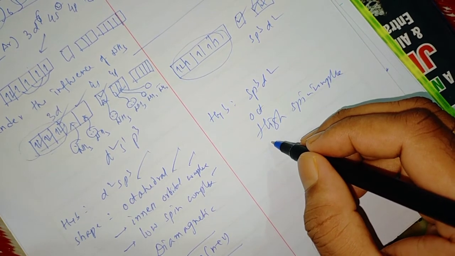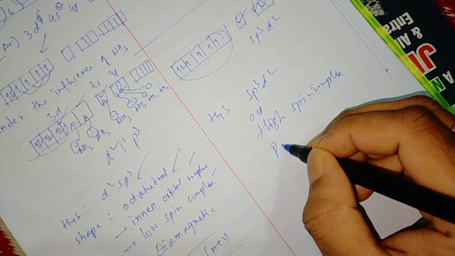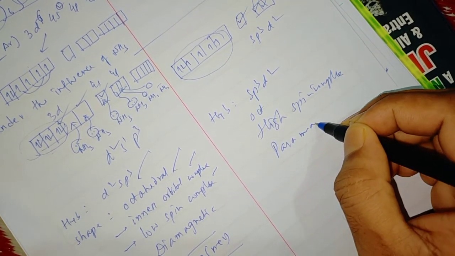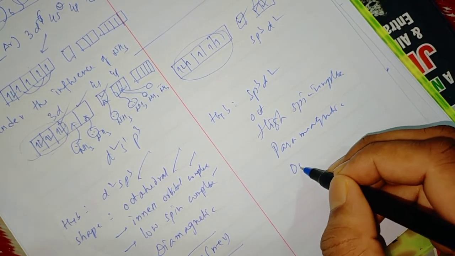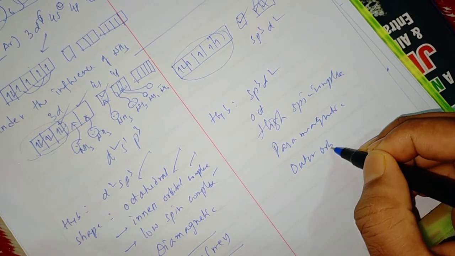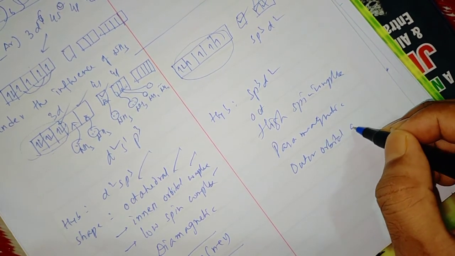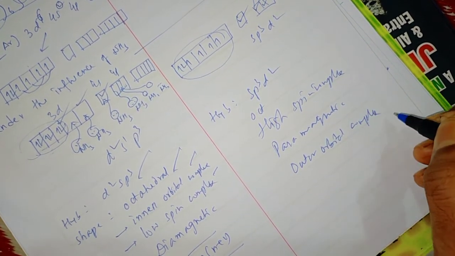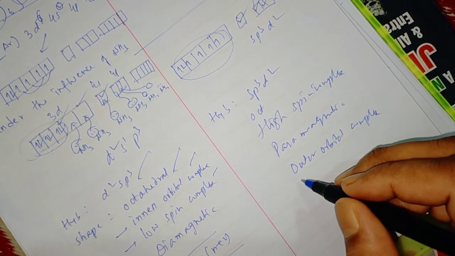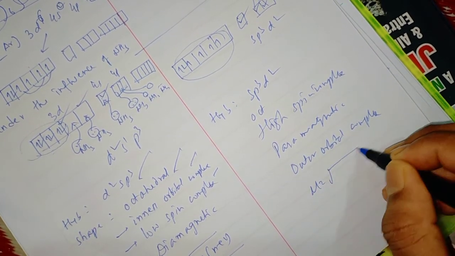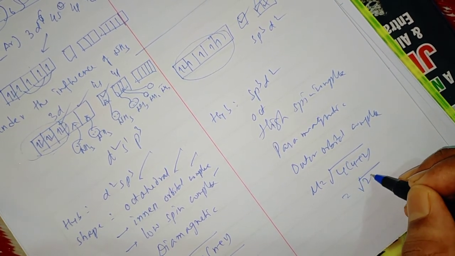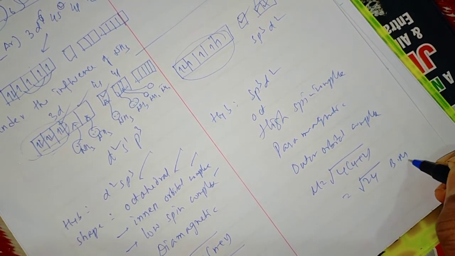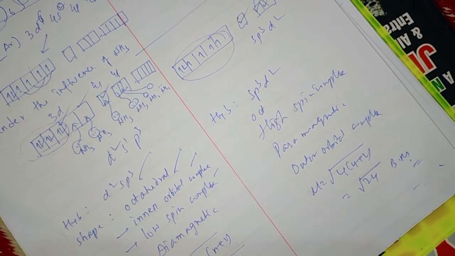Then it is paramagnetic. Outer orbital complex. Then the last one, mu value is root of 4 into 4 plus 2, so root 24 Bohr magneton. So up to this, students. Thank you.